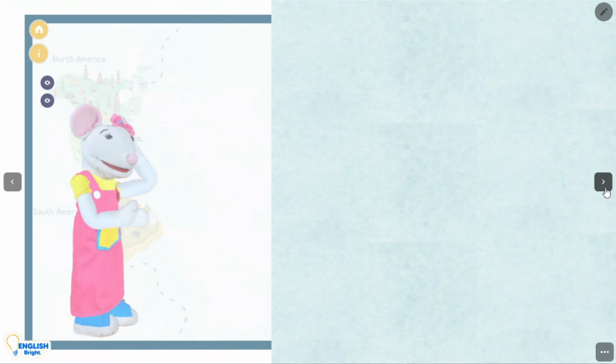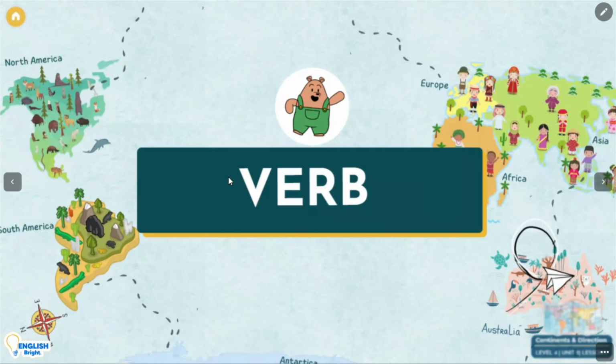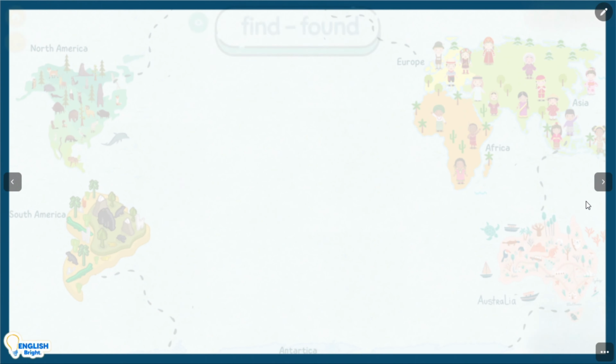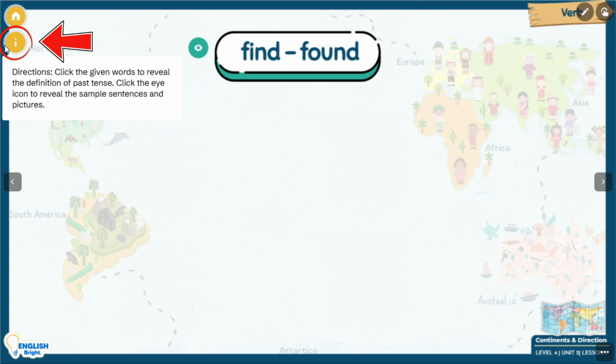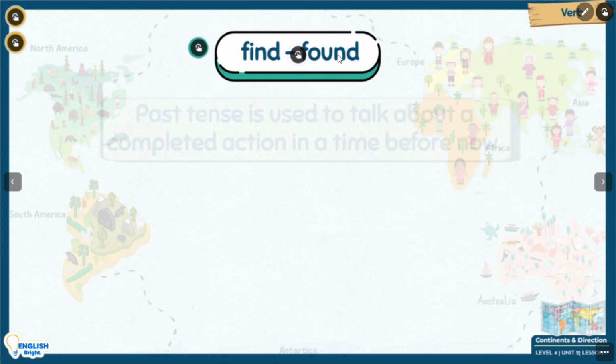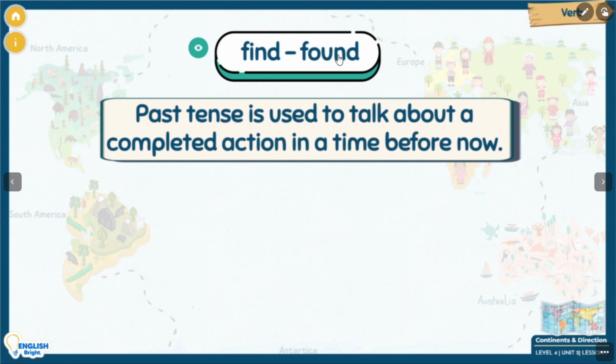On the verb slide, start by checking the tooltip for instructions. Click the given words to reveal the definition of the past tense. Then, click the I buttons to display sample sentences.